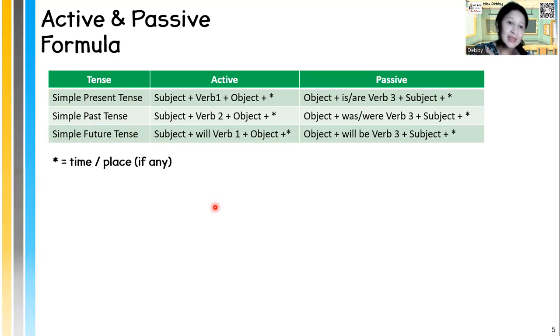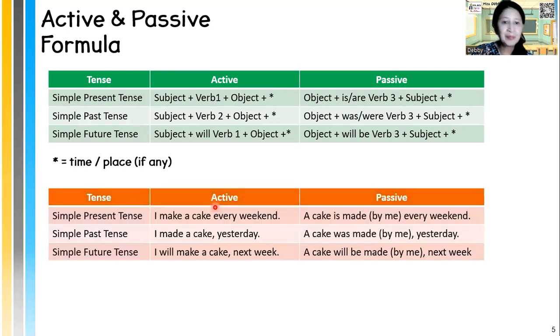And then simple future tense, active voice: subject plus will, verb 1 plus the object. Now, when we change into passive: object, will be, use verb 3 and then the subject. And then time or place, if any, extra information about it. Okay? Here are the examples of the sentences.